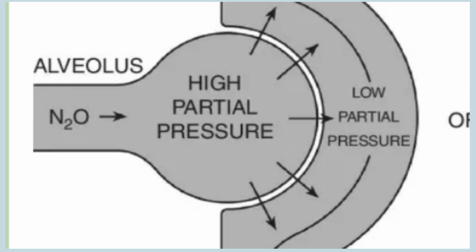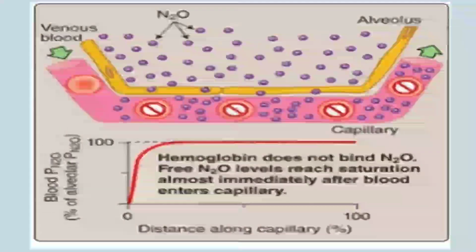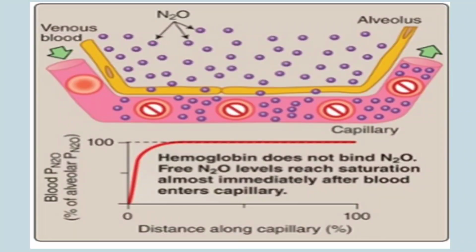Now come to flow limited diffusion. Diffusion across the membrane can be flow limited or perfusion limited. The best example of flow limited diffusion is N2O, the anesthetic nitrous oxide gas. You can see here nitrous oxide is at high partial pressure in the alveoli. So the P1 minus P2 gap is high, and it readily enters into the capillary. But the point is, when it enters into the alveolar capillary, hemoglobin does not bind with the N2O.